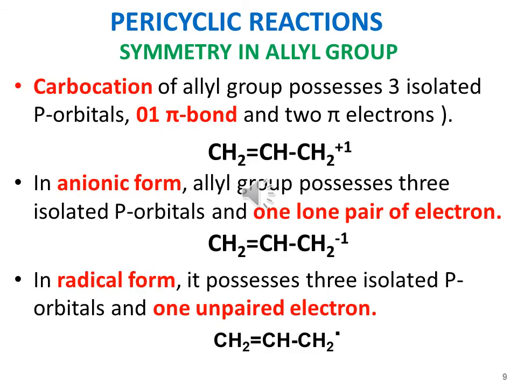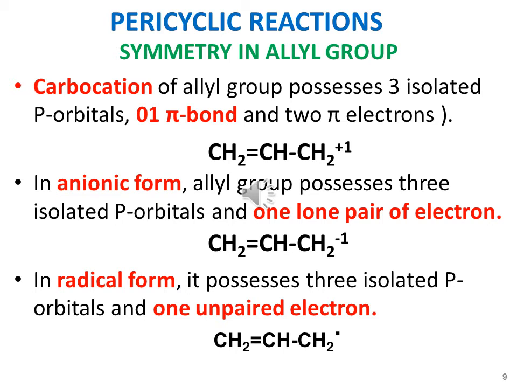group. The allyl group may be present in the neutral form, or in the form of a carbocation, or in the form of an anion, or in the form of a radical. The three different forms of the allylic group are shown on this slide.